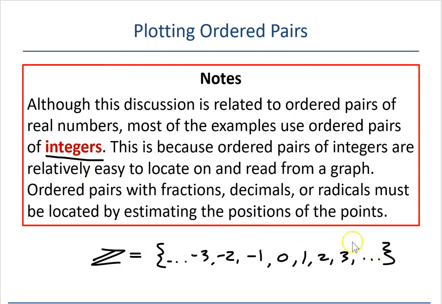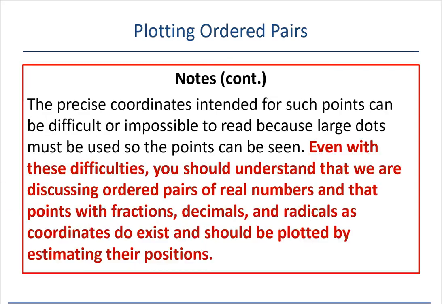Okay, so we're going to use easy numbers. Why? Because ordered pairs of integers are relatively easy to locate. Anything else gets real hard, mainly because of the dots we're using. Well, what if I have a line and then there's an answer right next to it? That dot's going to cover up a spot I need to be at. So we're going to be going for perfect points right now.